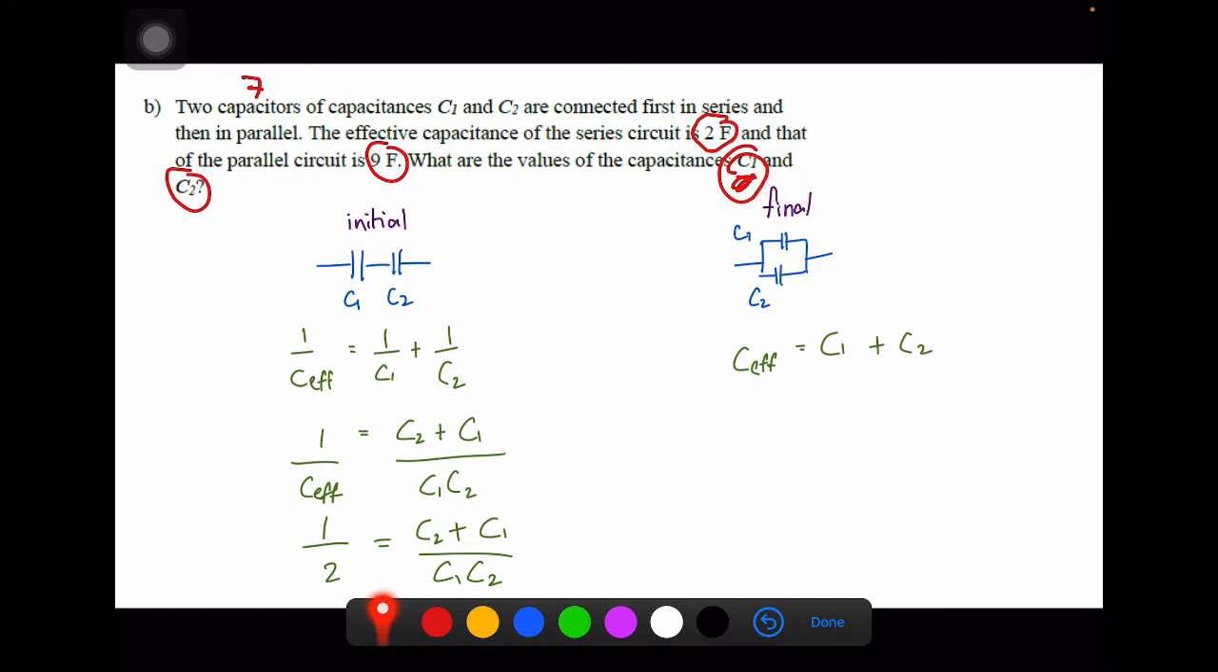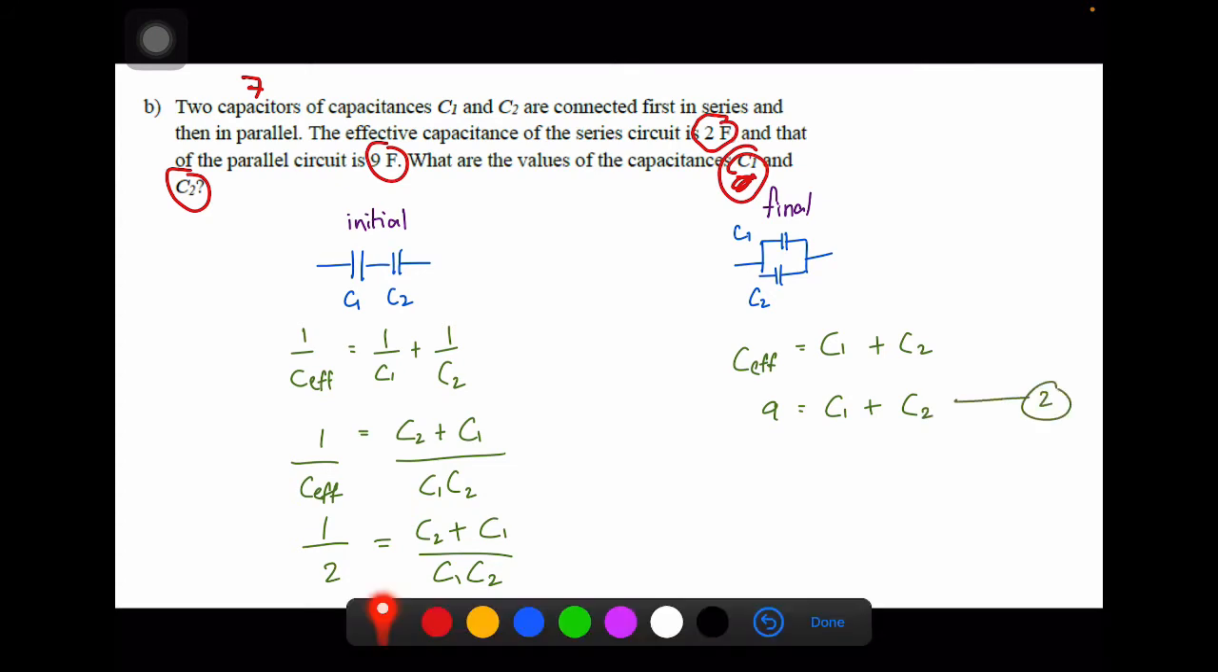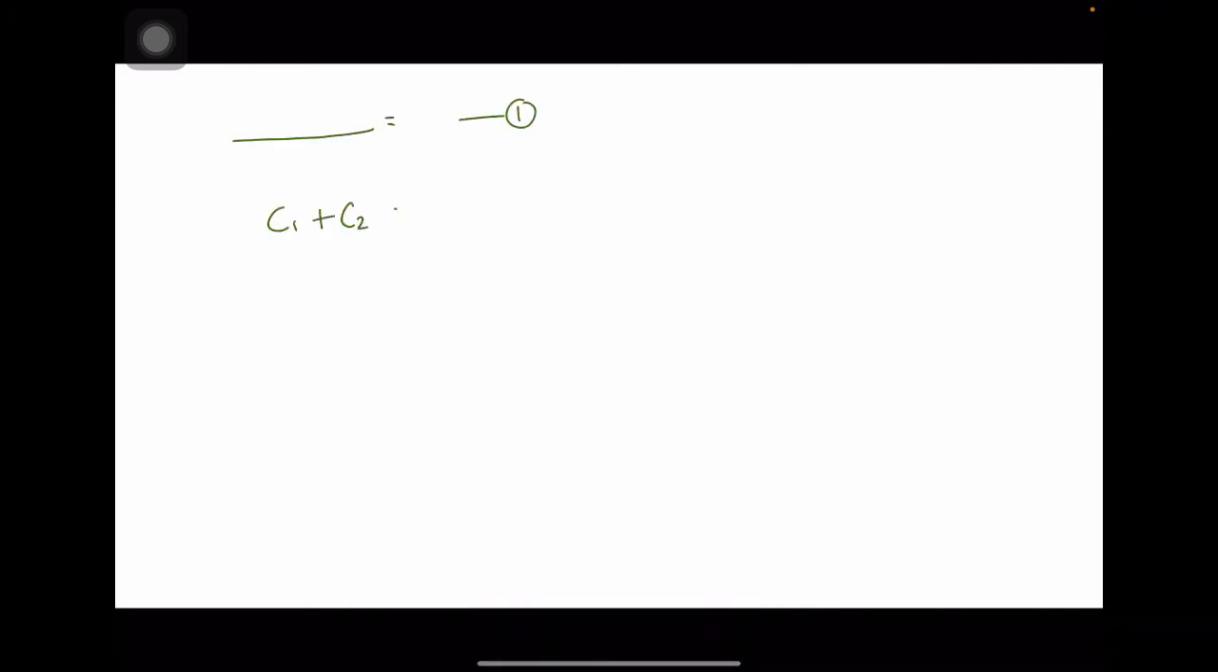I write this one as initial and final, so we have 2 cases. For parallel, if I want to find C effective, I just have to add C1 and C2, and that equals 9. This is my equation 2. I think the parallel is the first one, anyway.